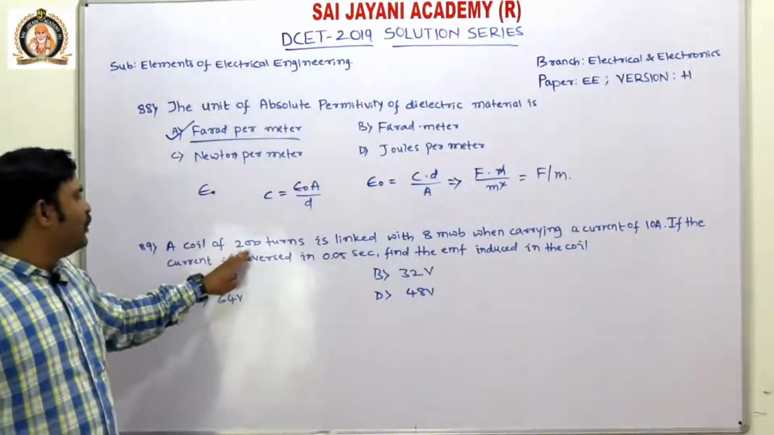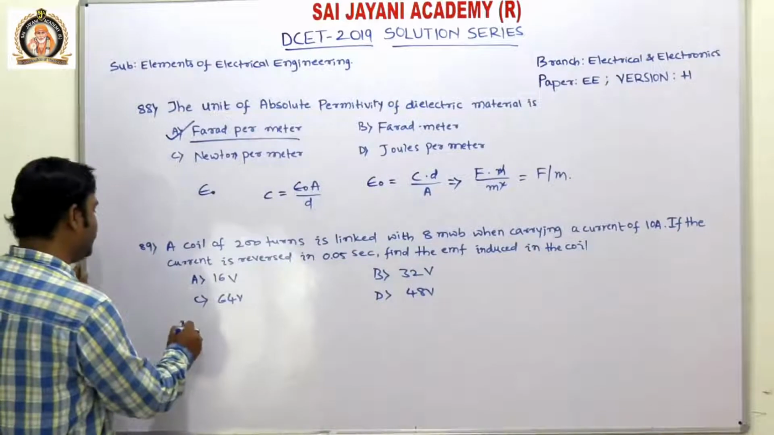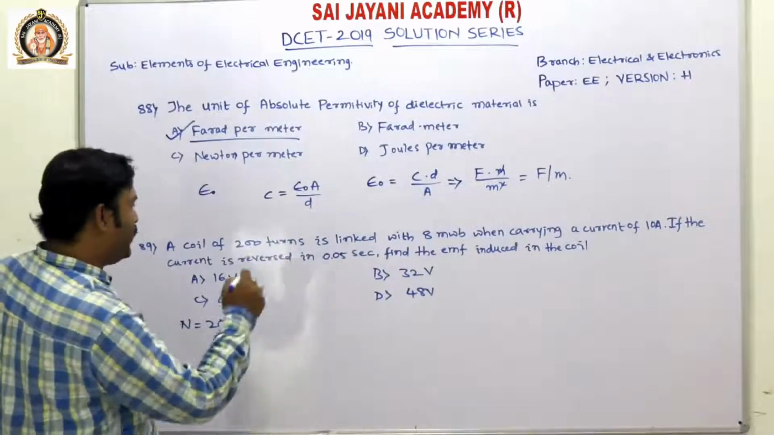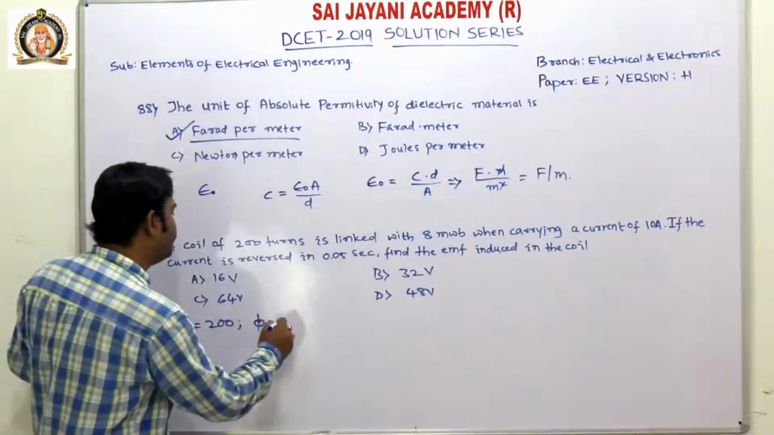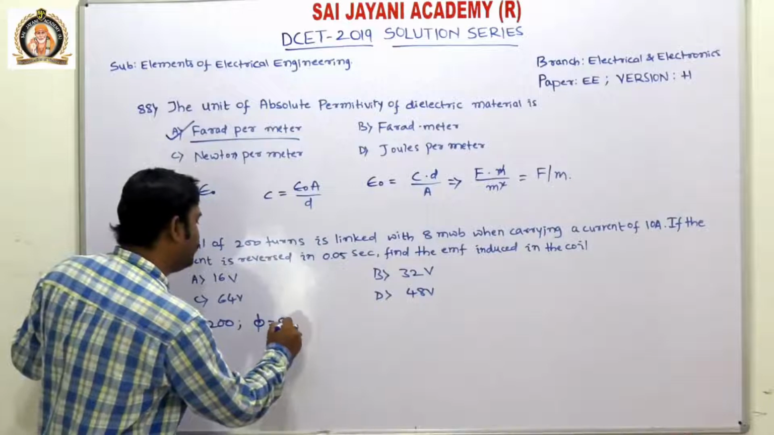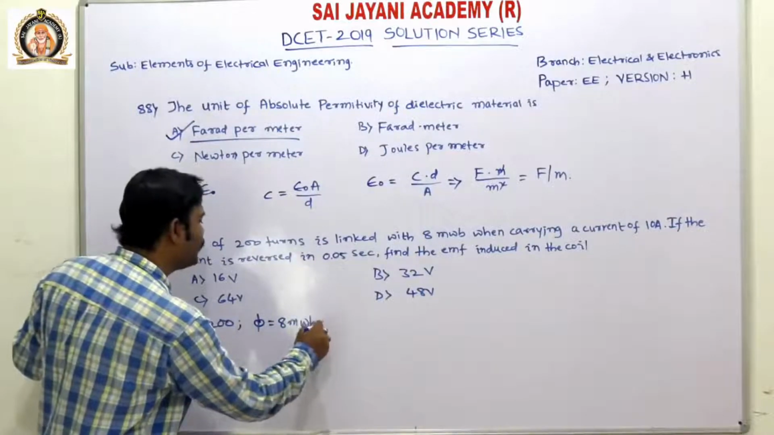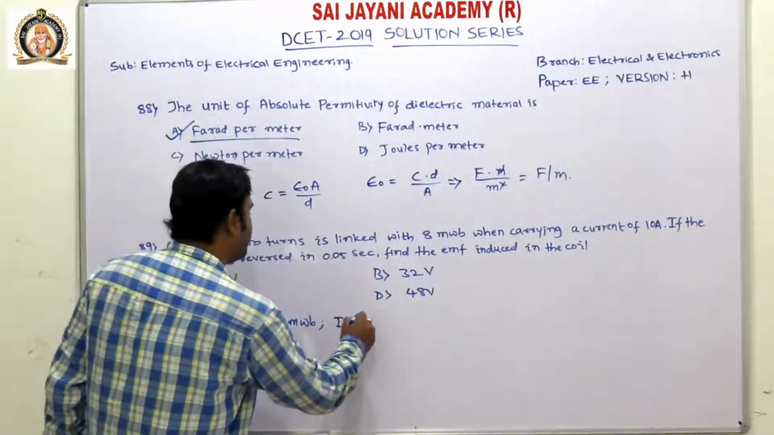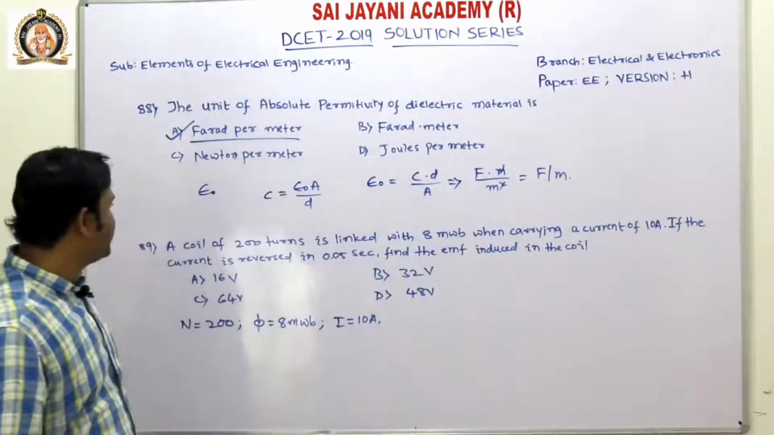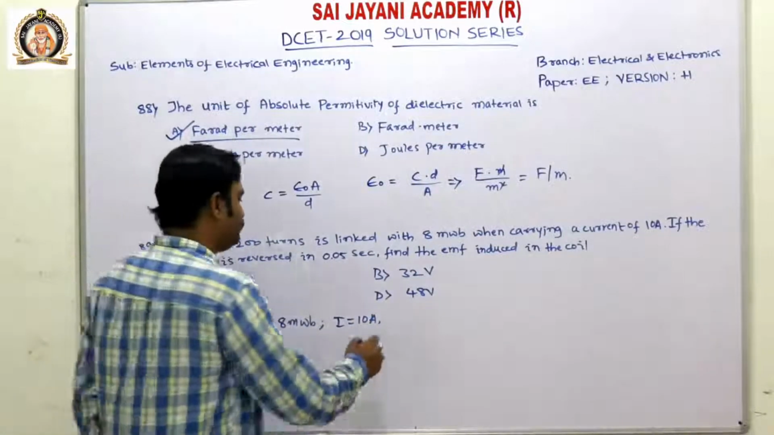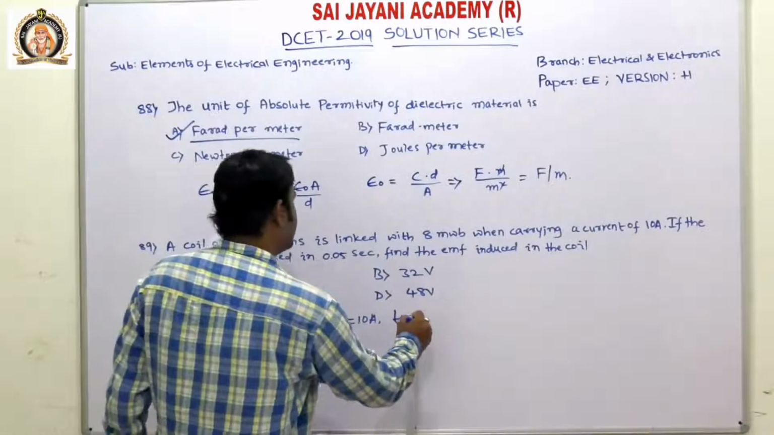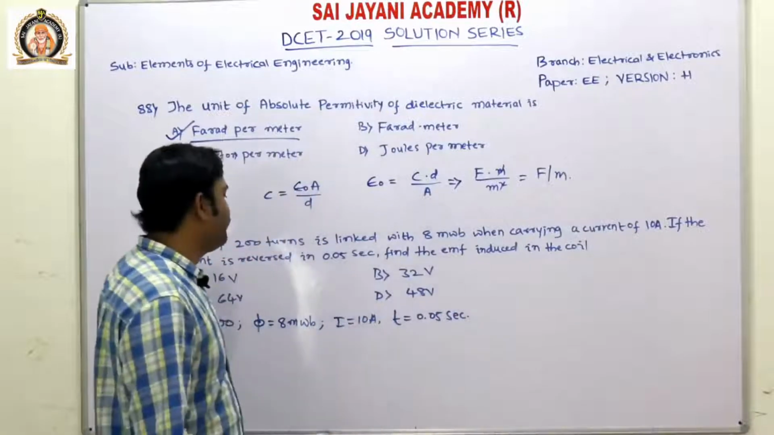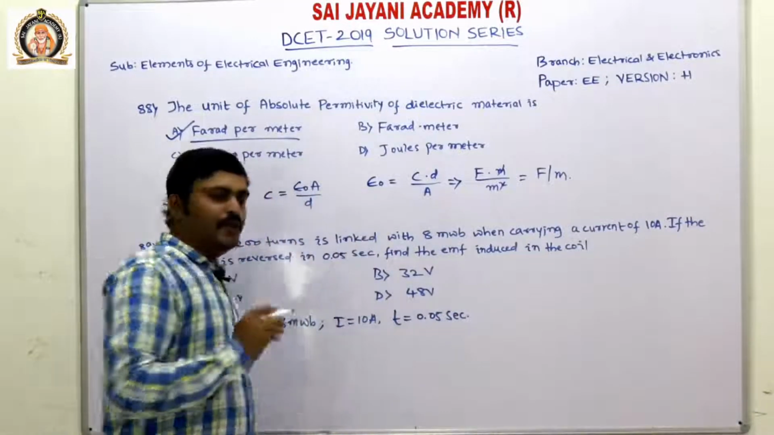What has been asked? A coil of 200 turns, so the number of turns N equals 200. The flux is 8 milliwebers, carrying a current of 10 amps, so I equals 10 amps. Time is given: t equals 0.05 seconds. Find the EMF induced in the coil.